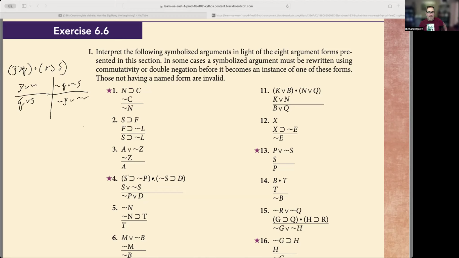Well, if we interpret the P term as S, the Q term as tilde P, the R term as tilde S, and the S term as D, then this first premise says P horseshoe Q, where tilde P is the Q thing. And this one says R horseshoe S, where tilde S is the R thing. And then what does the second premise say? Well, it just says P wedge R. So this right here, therefore, is a constructive dilemma.